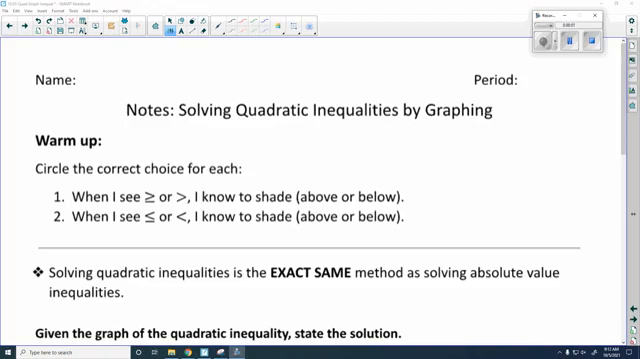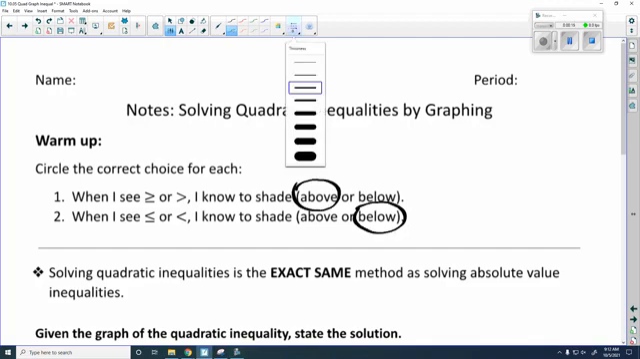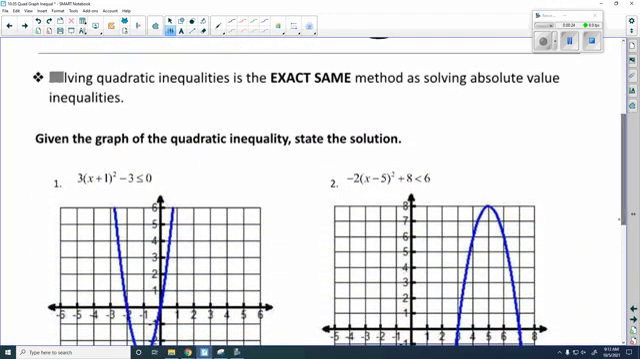When I see greater than, am I shading above or below? Above. And when I see less than, I'm shading below. Good. These should be reminders from when we did absolute value inequalities graphically. We're going to do the exact same thing we did for those.